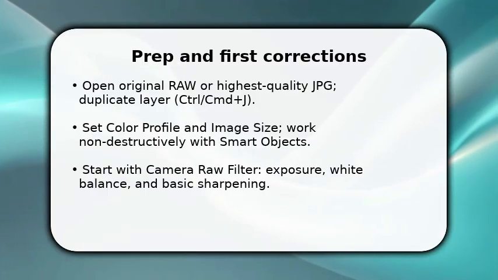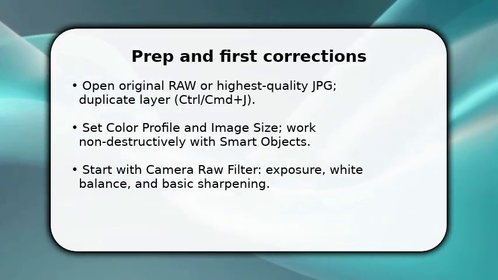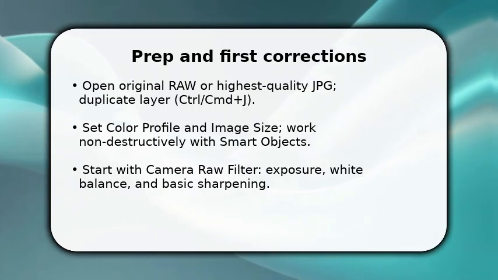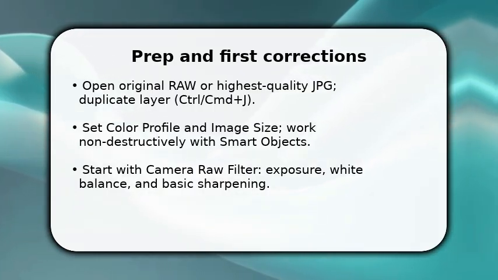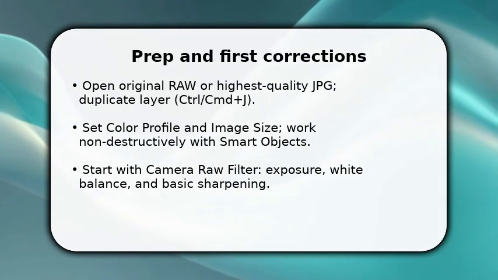You begin by opening the highest quality source and immediately duplicating the background so you never lose original pixels. Once done, convert to a smart object to keep edits reversible. Make sure your color profile and image size match output needs.